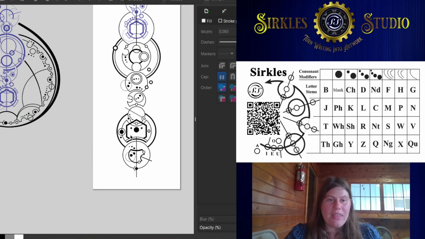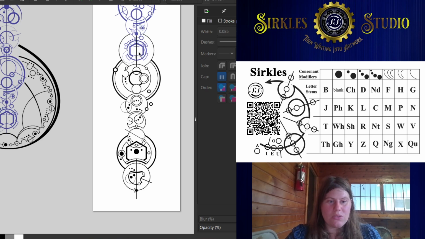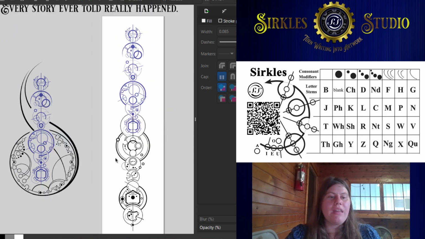But yeah, I'm really happy with how well the word story matches the word stories in these two designs. I did them very similarly, and I hope you like them.